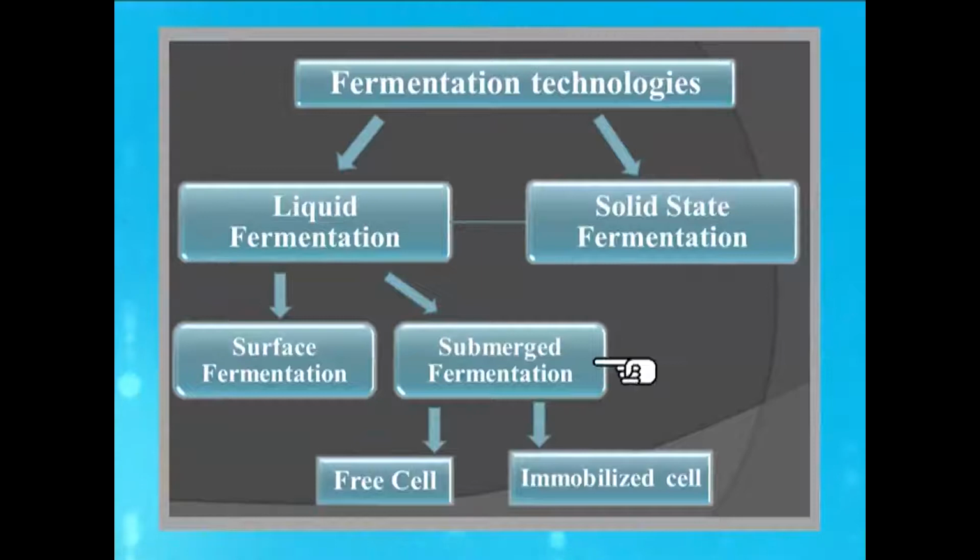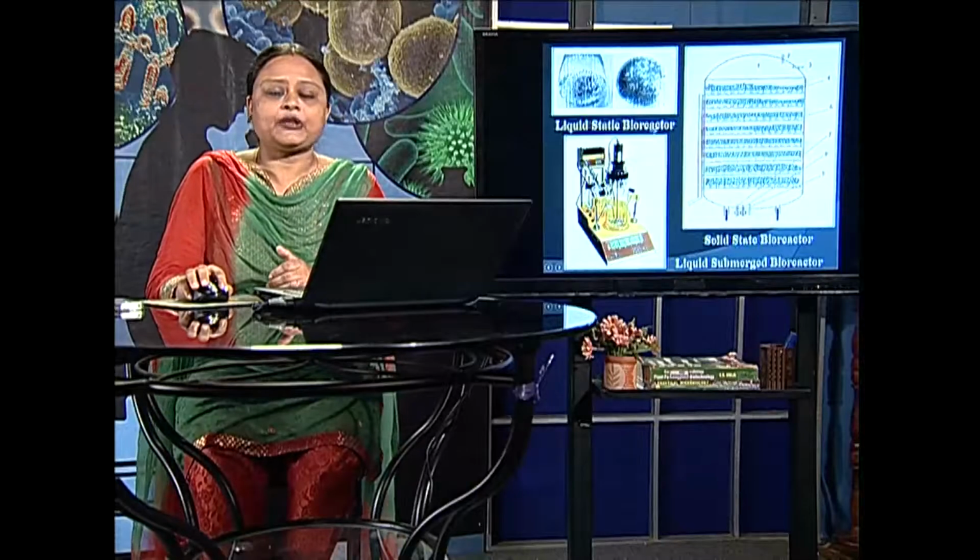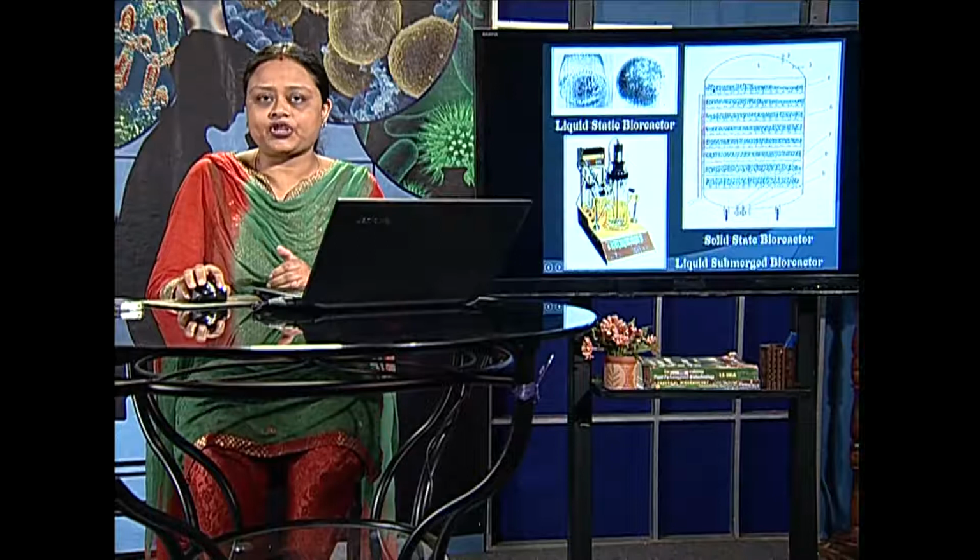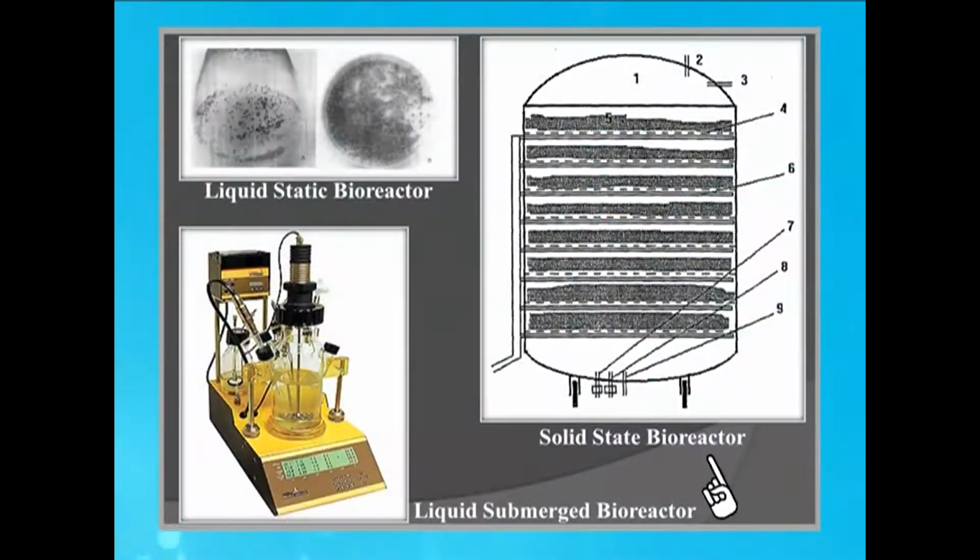Further, the submerged fermentation, which is the most important and widely used type of fermentation technology, can be divided into containing either free cell or immobilized cell. Now, after this classification scheme, let us see all of these individually. What do they mean? We have a pictorial representation of the several types we just discussed, showing you a bioreactor which is solid state, then the submerged bioreactor here, and we can also see a liquid state bioreactor, typically at lab scale.